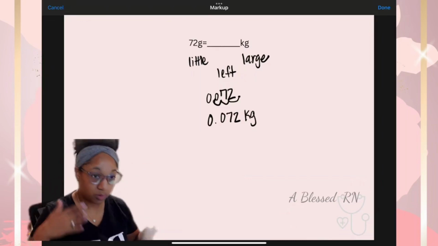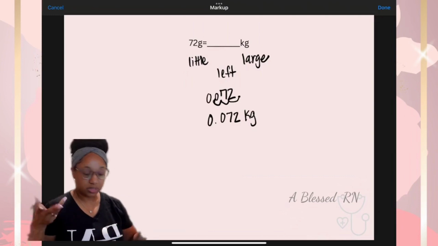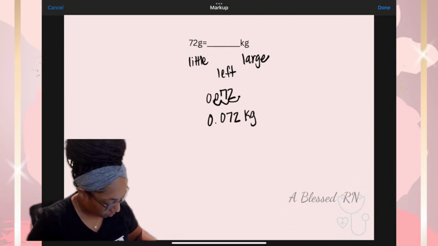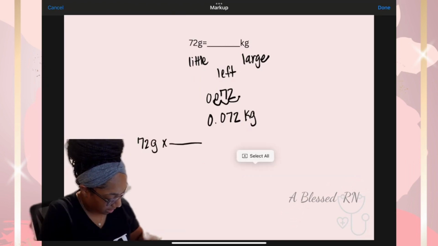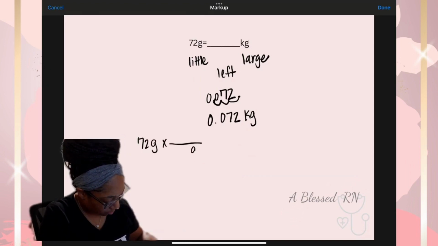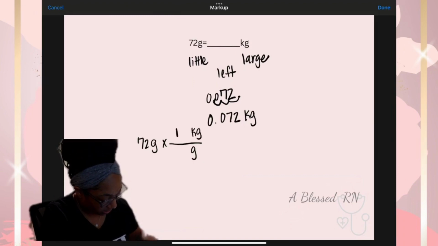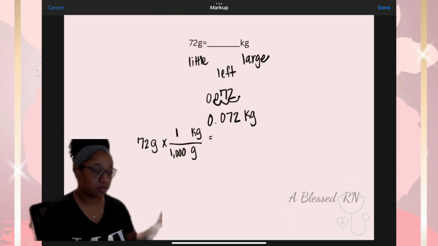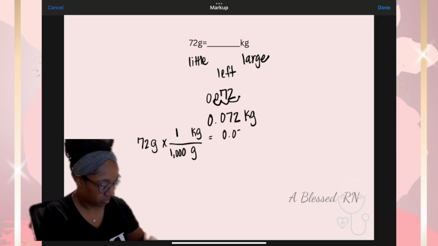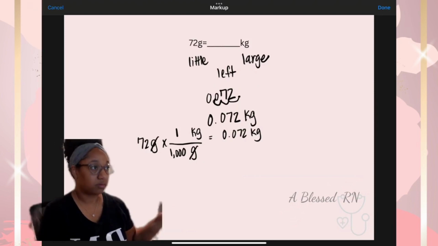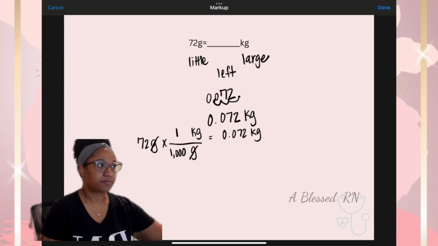Okay. And if you're going to set it up as dimensional analysis, you would do 72 grams, and we're going to kilograms. 1 kilogram is 1,000 grams. Okay? And so you're going to divide. So that's how you get 0.072 kilograms, because your grams cross out. Okay?